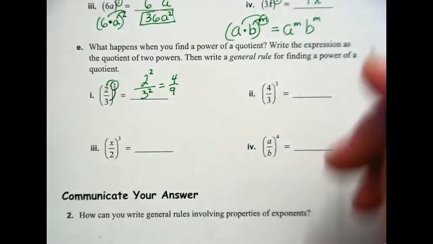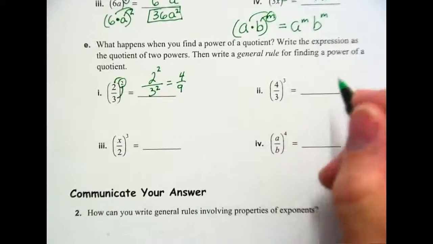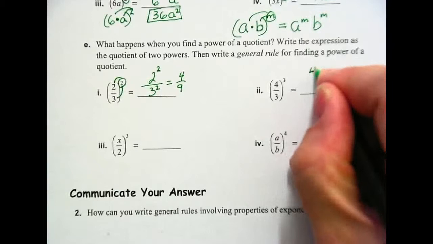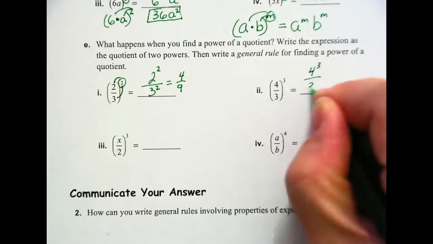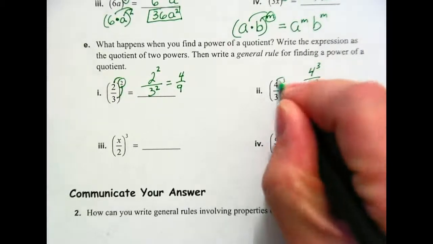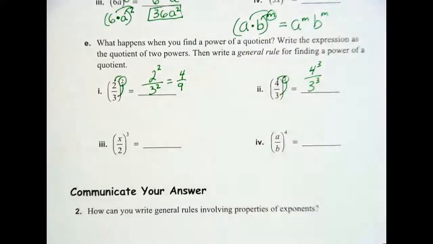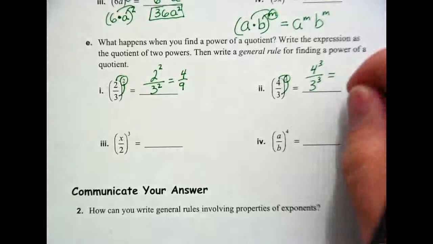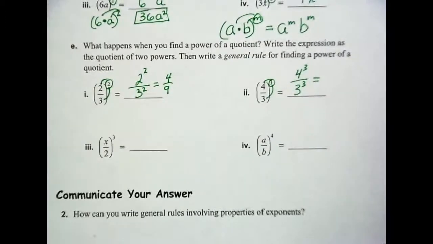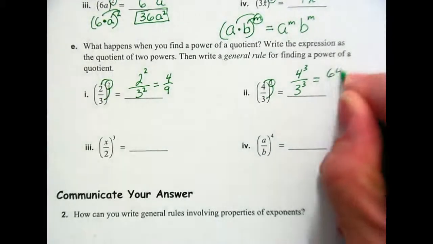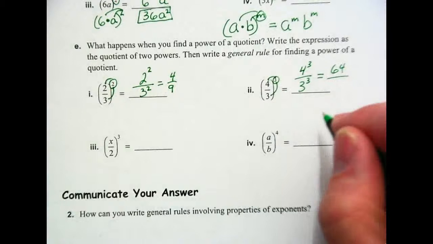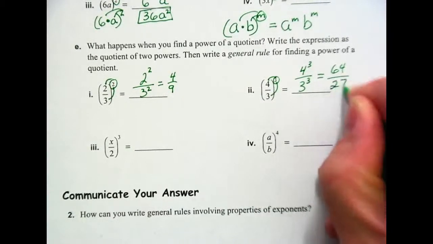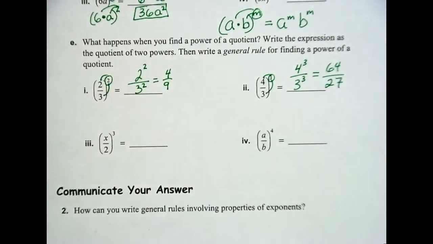All right. Mackenzie, what do you think? 4 to the third over 3 to the third. So you went like this. Okay. TT, you agree? Yeah? Okay. I agree too. 4 to the third is what? What's 4 times 4 times 4? That is 64. Well done. And 3 times 3 times 3. It's 27. That's very good. Well done. Okay. Good job.